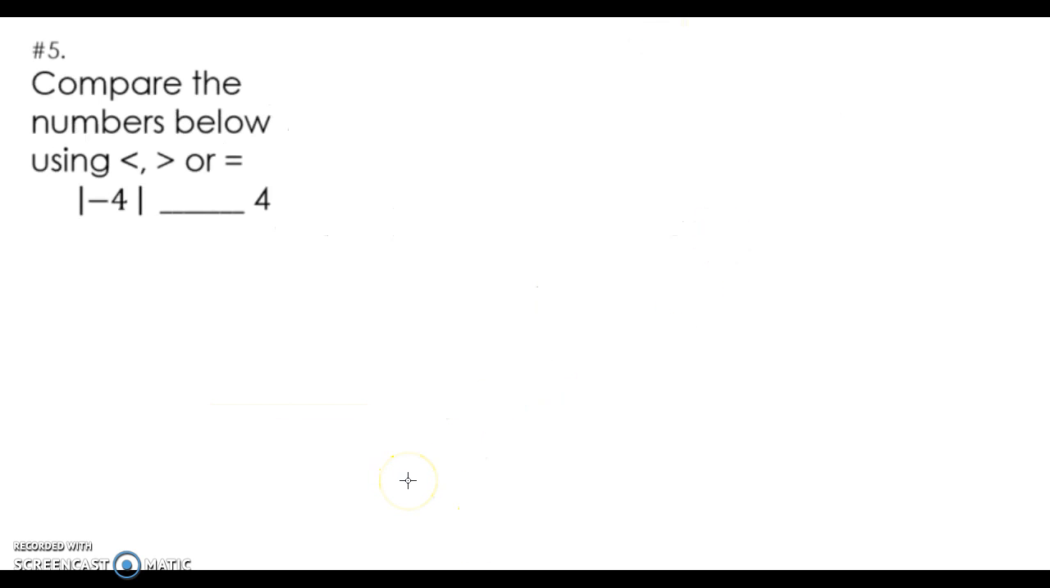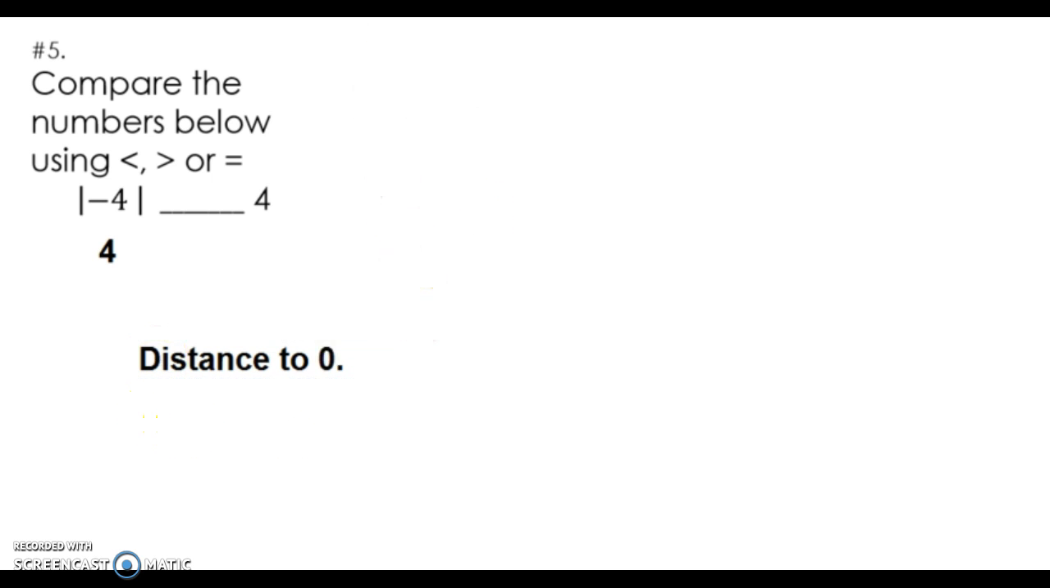All right, so number 5, it says compare the numbers below using less than, greater than, or equal to, and we have absolute value of negative 4 and 4. So what are these numbers? Well, if you remember the absolute value, you know that it's always a positive number. So our absolute value of negative 4 is going to be 4, right? Because absolute value is just measuring the distance to 0.